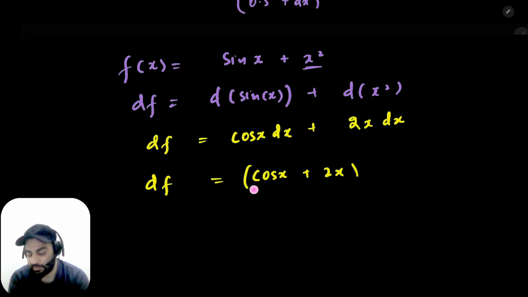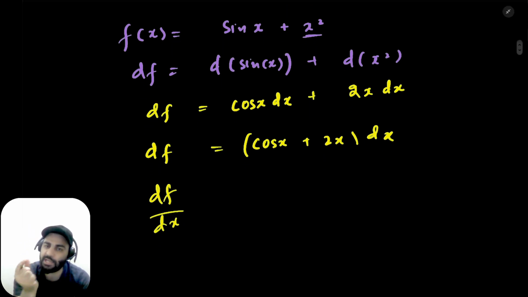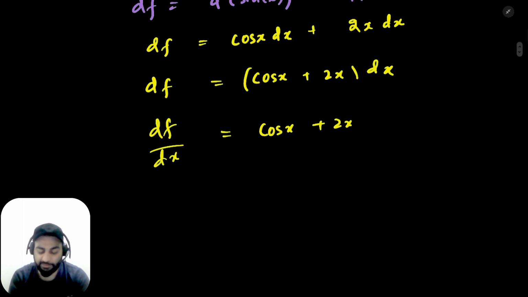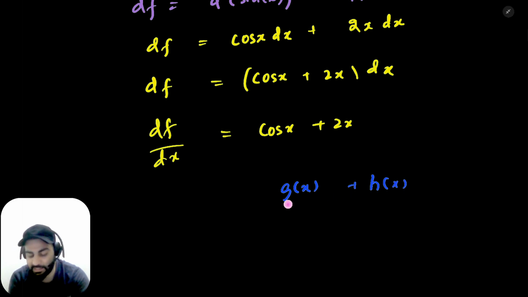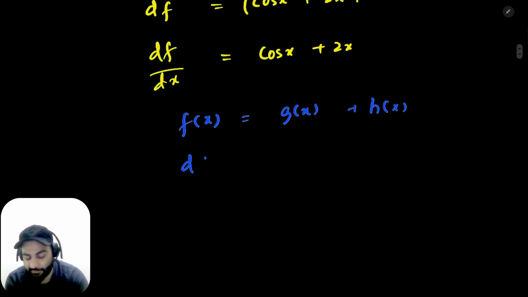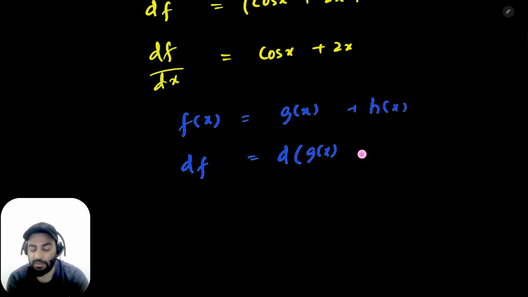Okay, now taking this dx as common from both the things, I can write df by dx, that is the change of f with respect to x. So if I made some change in x, what will be the change in f? That will be given by cos x plus 2x. If I backtrack, suppose I had a function f of x, and g of x and h of x were two functions. Here we had sin x and x square. It's not just for these, so I'll compute it for a generic function. So this is our f of x, let's suppose. Now this df, basically the change in f, is equal to the change in g of x plus the change in h of x.